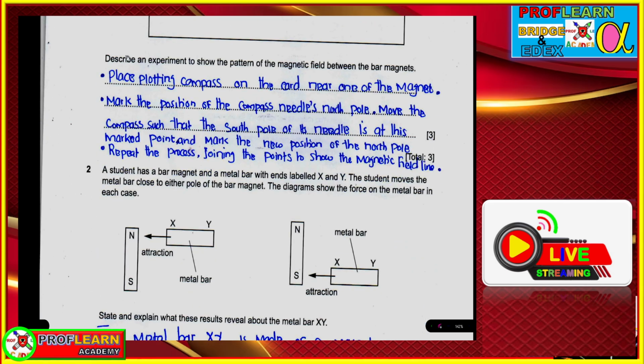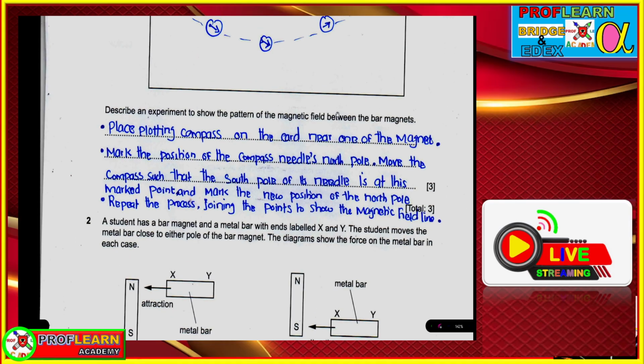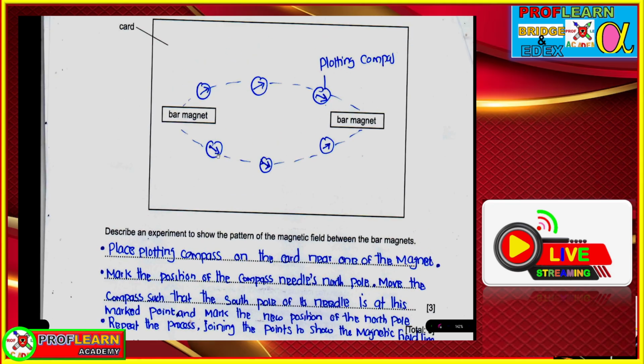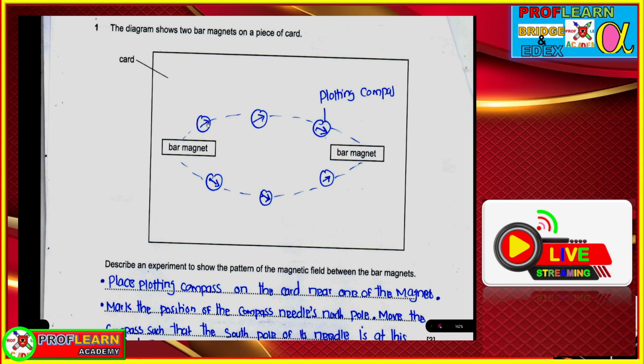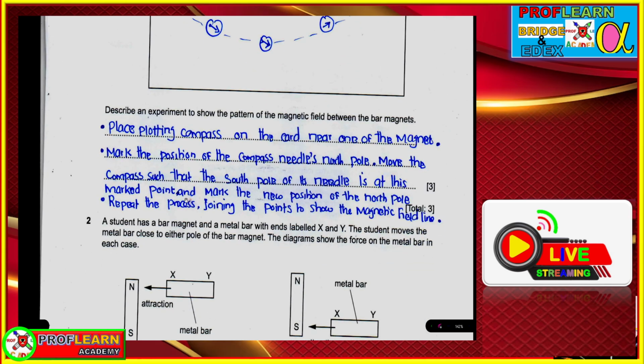So we're going to say: place the plotting compass on the cardboard near the magnet, mark the position of the compass needle's north pole, and move the compass such that the south pole of the needle is at this particular marked point. If you've marked this point and this is the north, then you move the compass needle to the next point. Also, you mark where the north is. You keep on following that pathway, and once you are done, you join all the lines for you to have the magnetic field pattern.